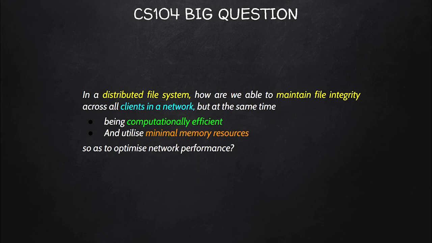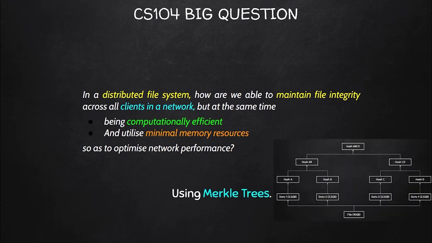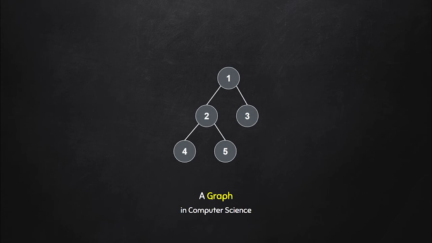Big question. In a distributed file system, how are we able to maintain file integrity across all clients in the network, but at the same time be efficient computationally and utilize as little memory resources as possible to optimize our network performance? The answer is Merkle trees, and let us give you an intuition behind this structure. Before we come to understand Merkle trees, first we need to understand the idea of a graph, which looks something like this.